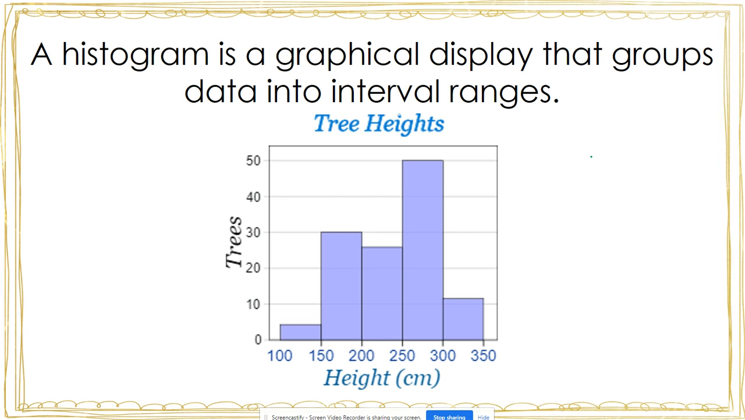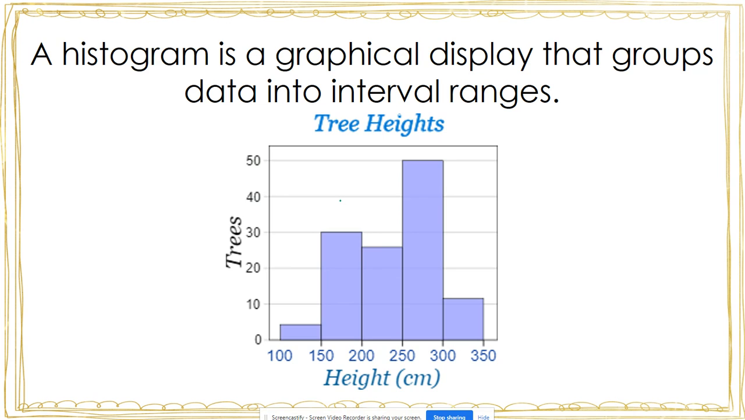A histogram is a graphical display that groups data into interval ranges. The histogram on your screen shows the heights of trees, and you'll notice that each height is represented in bar diagrams, but each bar does not represent just one height. Instead, it represents an interval of heights.